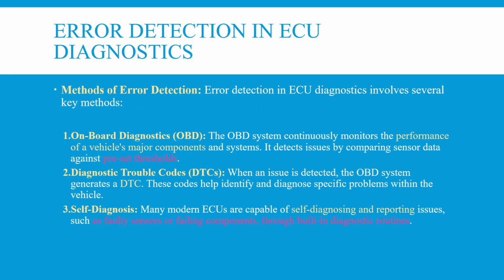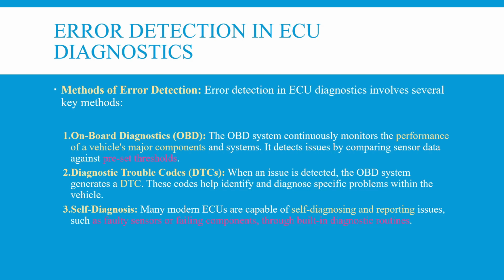The first method is onboard diagnostics. In any vehicle, there is a system called the onboard diagnostic system, which continuously monitors the performance of the vehicle and its major components and subsystems. It detects an issue, error or fault by comparing each sensor's data with a preset threshold value. If the sensor reading exceeds or goes below the preset threshold value, it is considered a fault of the component.